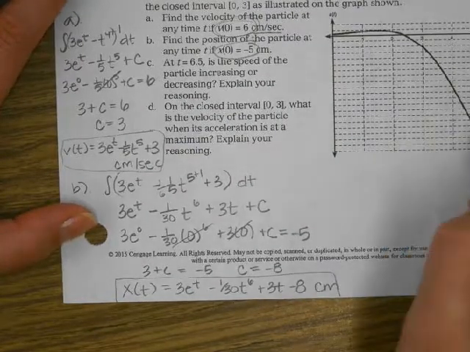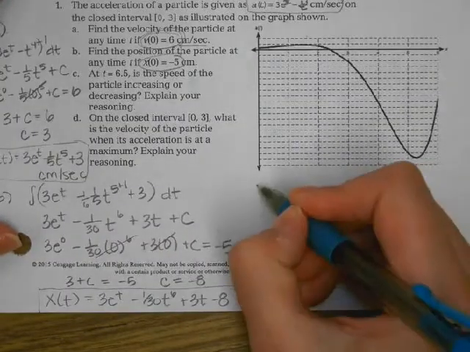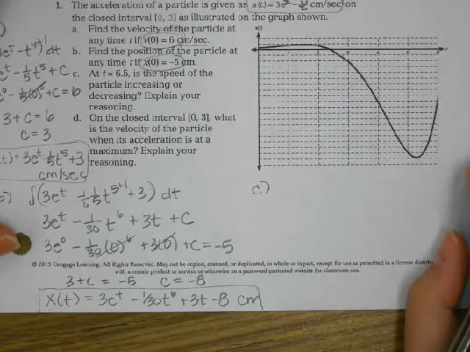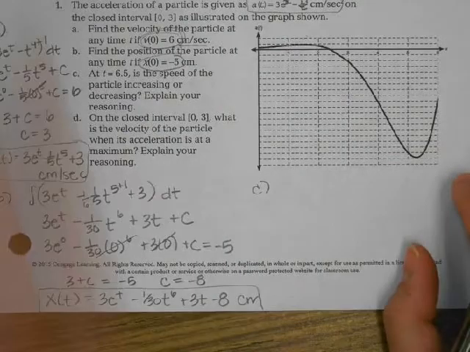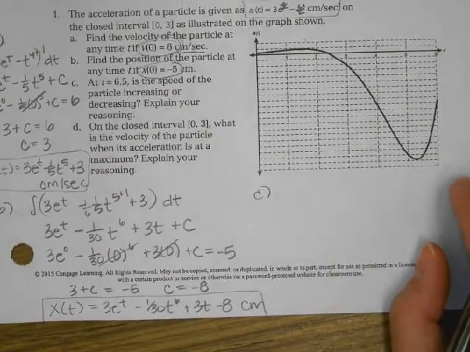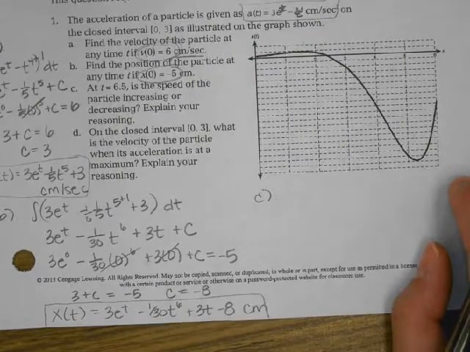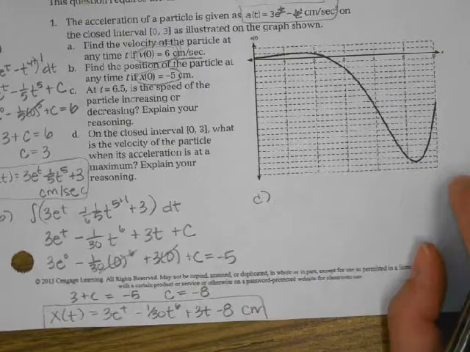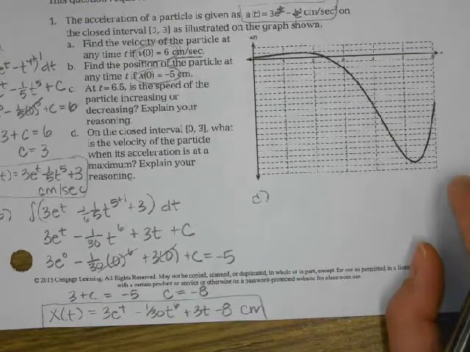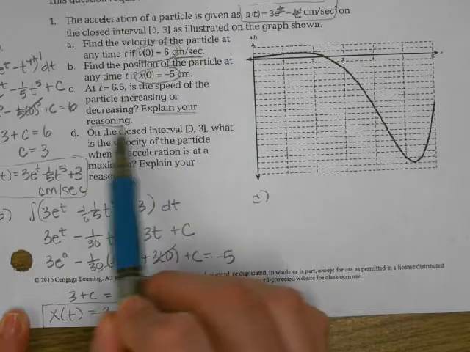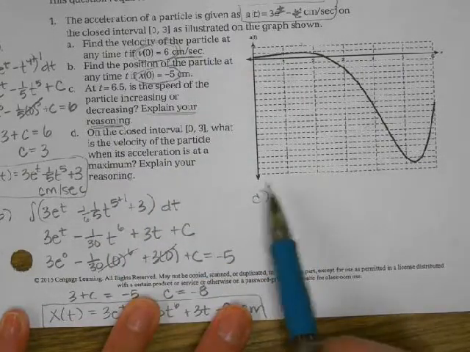All right, for part C, it says, is the speed increasing or decreasing? And this is where you have to remember that the acceleration and velocity vector tell you if the speed is increasing or decreasing. If they're the same sign, it's increasing. If they're opposite signs, it's decreasing. And that would be your reasoning that you're explaining. So you can go ahead and write something like that.